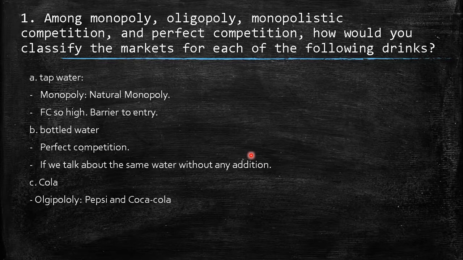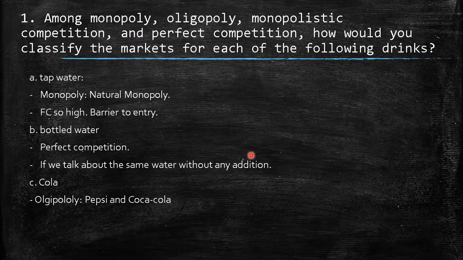The cola, basically, I would classify as an oligopoly. Sorry for the typing mistake, oligopoly. Okay, oligopoly basically because there are few firms that provide this kind of good. Even though obviously there is a difference between the products, there are just a few of them that provide them.